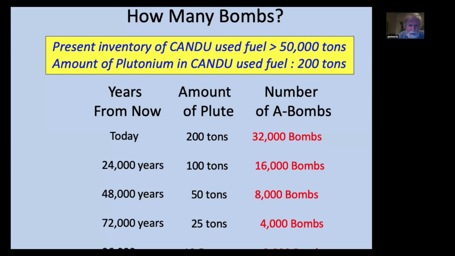Even after 24,000 years, because that's the half-life of plutonium, there would still be 100 tons of plutonium, and that's enough for 16,000 bombs. And then if you double that again, you get to 48,000 years, there'd still be 50 tons, enough for 8,000 bombs. And even after 96,000 years, there would be enough for 2,000 atomic bombs. So you can see why many people think that it's really not possible to forget this stuff. You really can't turn your back on it.